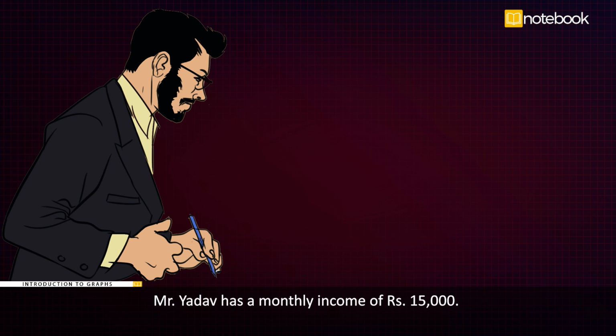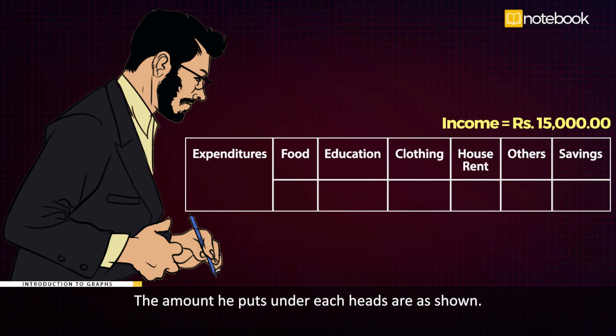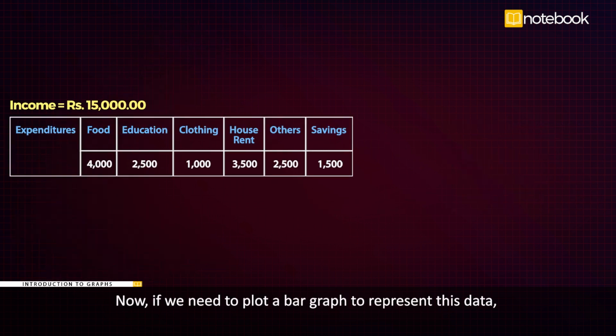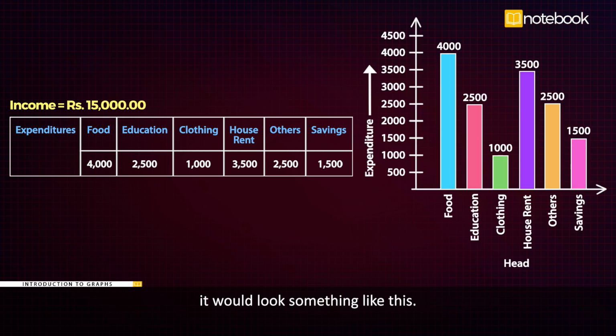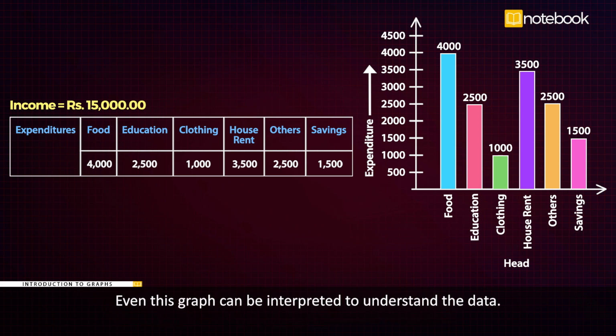Mr. Yadav has a monthly income of Rs 15,000. He plans his expenditure under various heads as food, education, clothing, house rent, others, savings. The amount he puts under each head are as shown. Now, if we need to plot a bar graph to represent this data, it would look something like this. The tallest bar represents expenses for food and the shortest one represents expenses for clothing. Even this graph can be interpreted to understand the data.